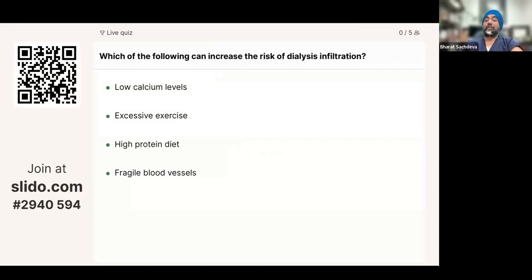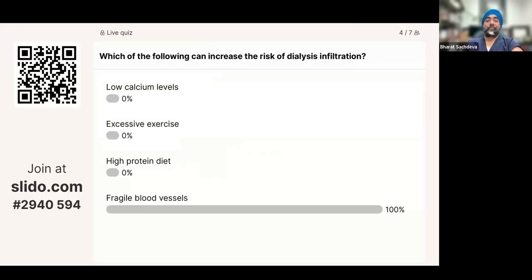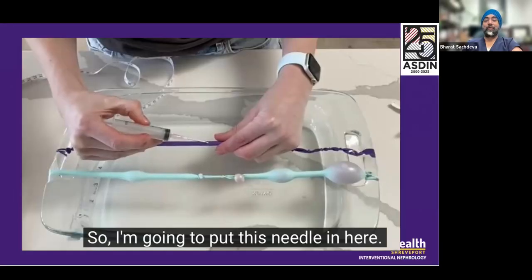Okay, let's take another question. Now we have a few more people up there online. So what increases the risk of infiltration? Calcium levels, exercising the fistula, high protein diet, or the blood vessels are fragile? Well, excellent, right? If the blood vessels are fragile, they're going to break more.